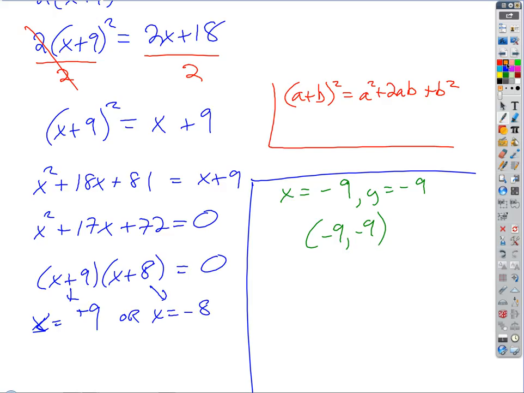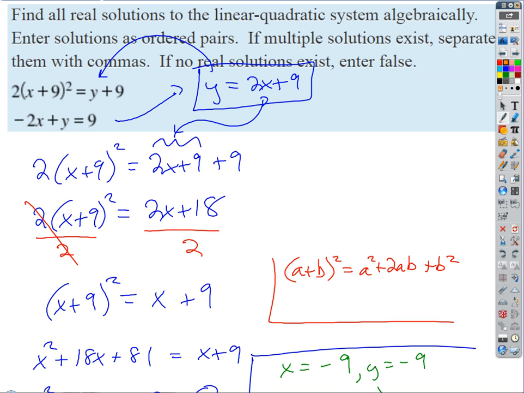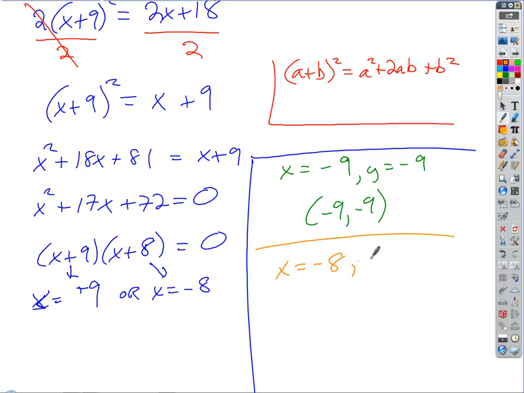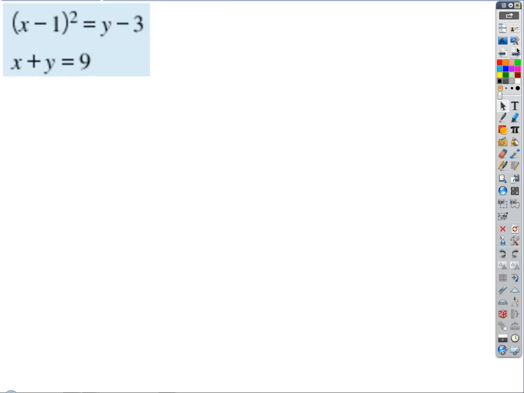What if we have x equals negative 8? Well, that's going to give us 2 times negative 8 is negative 16. Negative 16 plus 9 is what? Negative 7. So negative 8, negative 7. That's our other solution. Okay, make sense? Okay, let's do one more of those. How about something like that? What do you think?